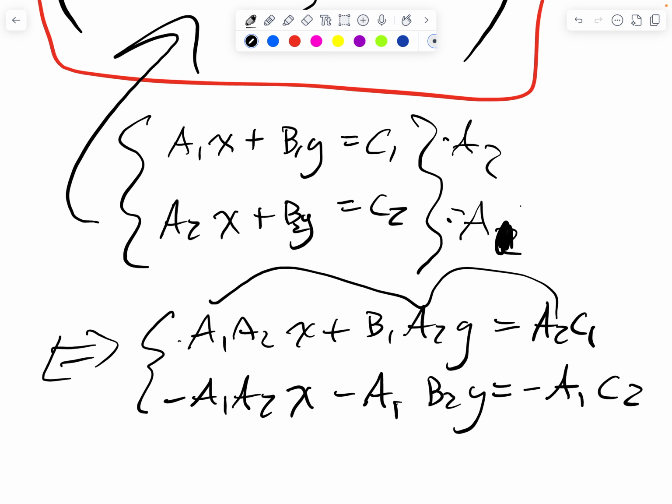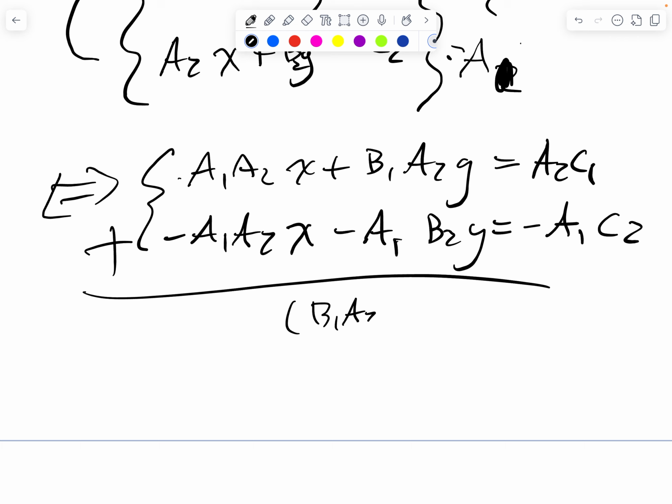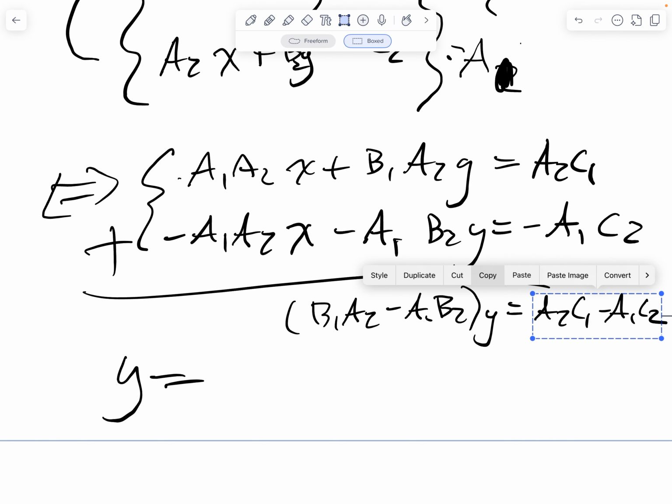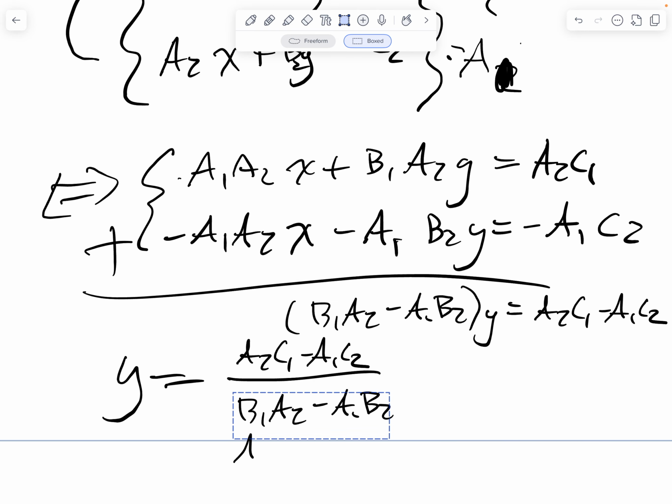A2, A2, A2. Yep. A1, B1, C1. Negative A1, negative A1, negative A1. A2, B2, C2. Great. And then we added. Boop. Cool. Those canceled out. I had B1, A2 and A1, B2. That's how many y's we had. And over here, we ended up with this. Great. So then our y was this, divided by this. Great. That was our y.